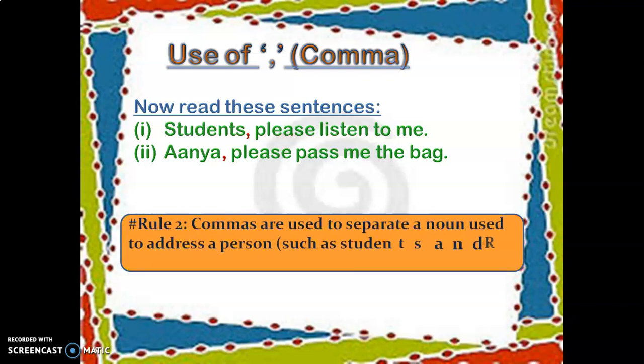let's first read the sentences given. Students, please listen to me. Anya, please pass me the bag. So here, commas are used to separate a noun which is used to address a person from the rest of the sentence. In the first sentence, Students has been separated from the other part of the sentence, which is please listen to me. In the other sentence, Anya has been separated by putting a comma from the rest of the sentence, please pass me the bag.